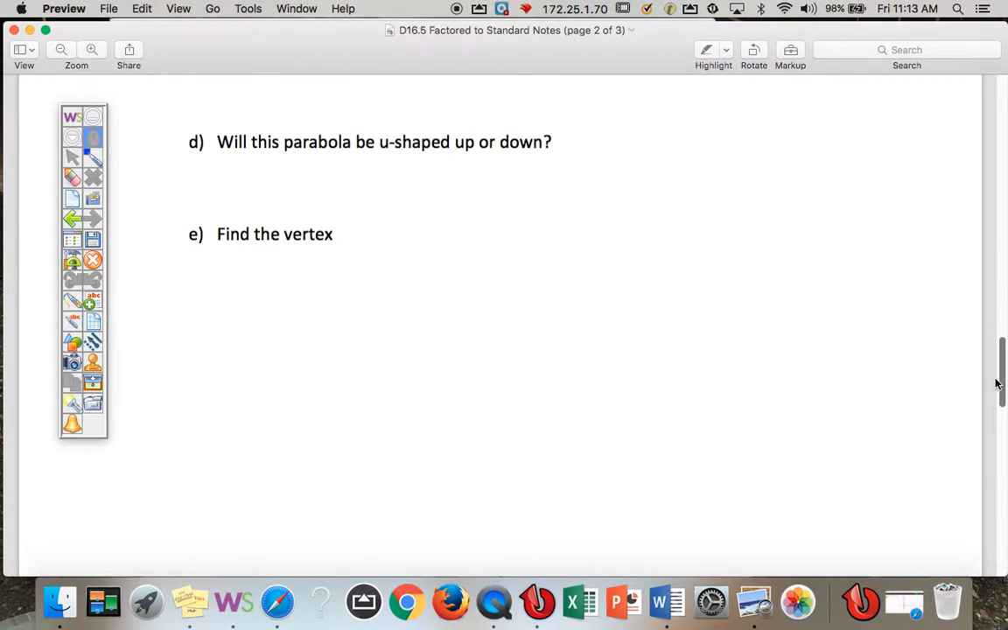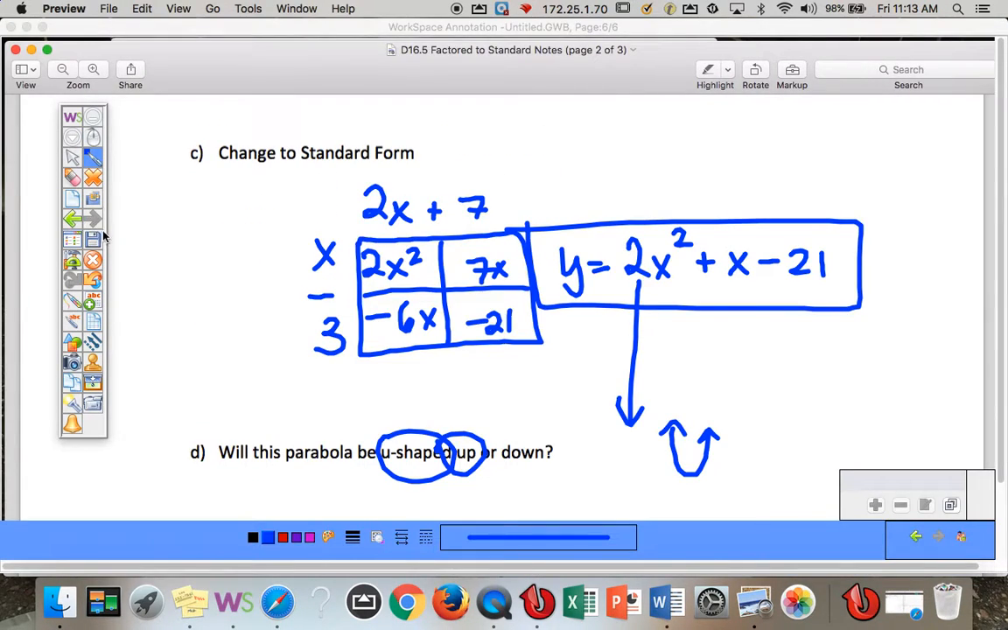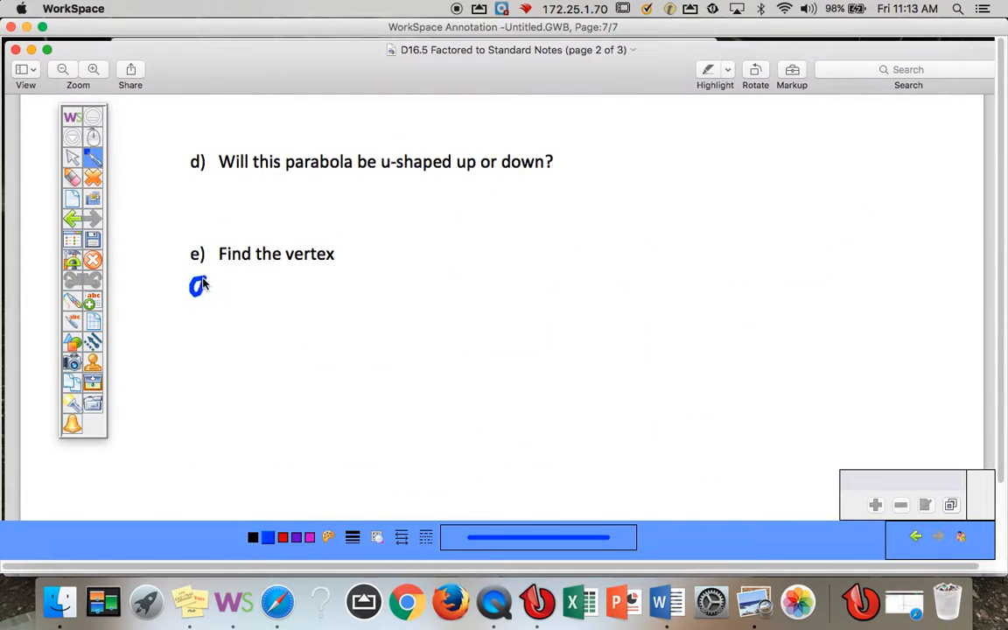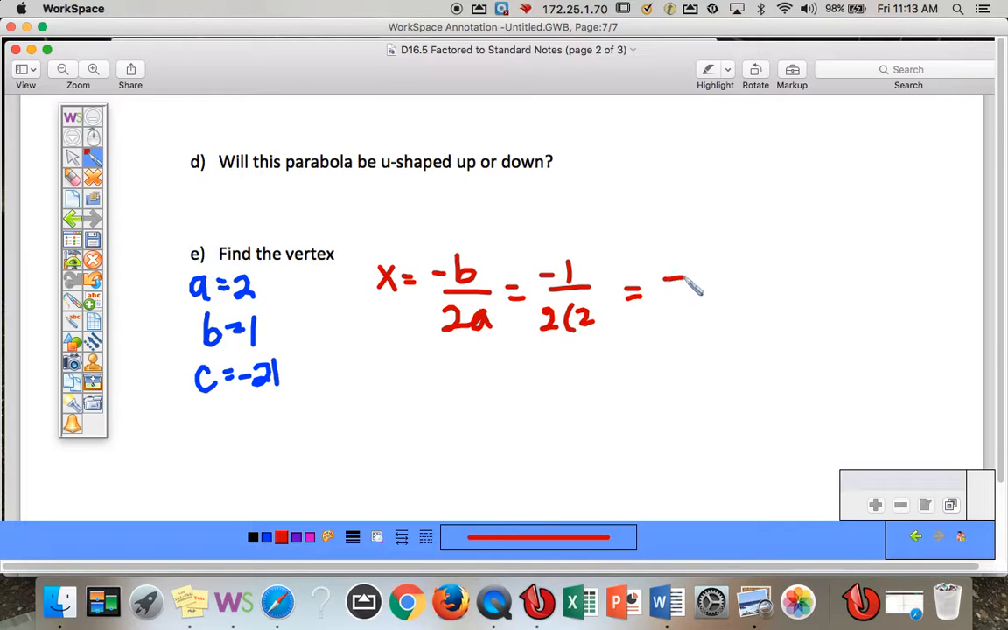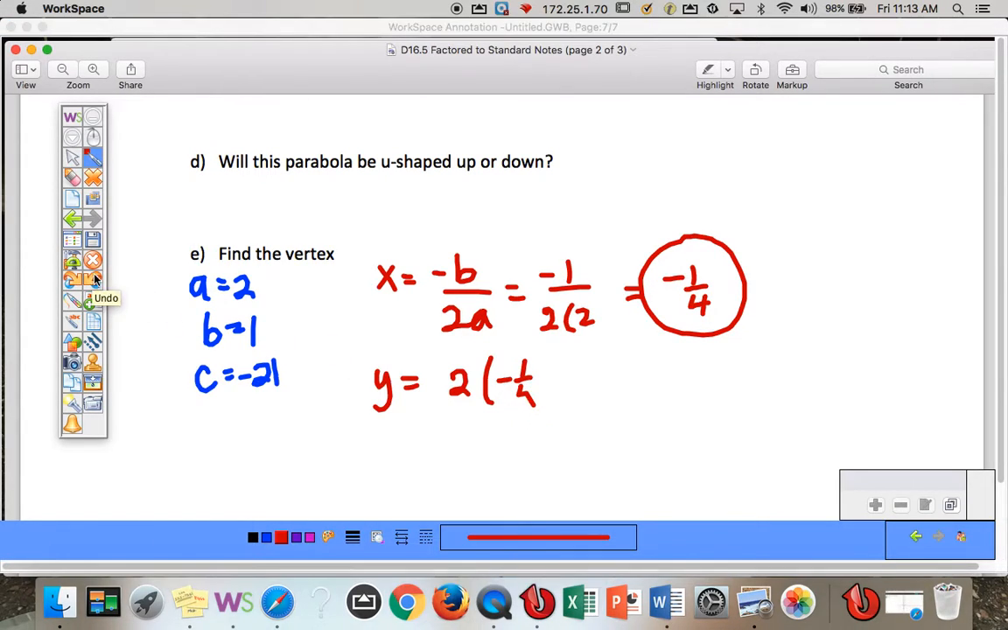Find the vertex. Okay. So again, we have a, b, and c. 2, 1, negative 21. So a equals 2. To find the vertex, remember from a few days ago, it's x equals opposite b over 2a, negative 1 over 2 times 2, negative 1/4. To find the y value, we plug into the original equation. 2 times negative 1/4 squared plus negative 1/4 minus 21. I think I plugged that in right.